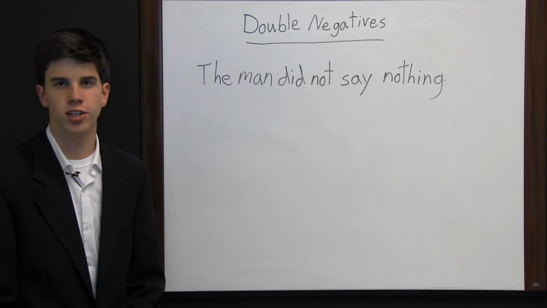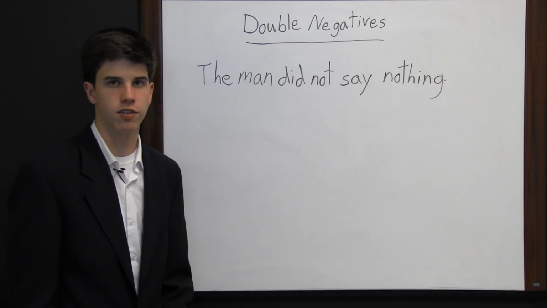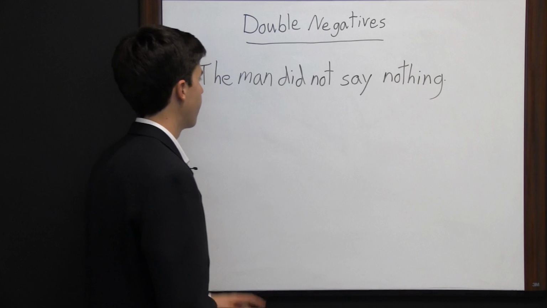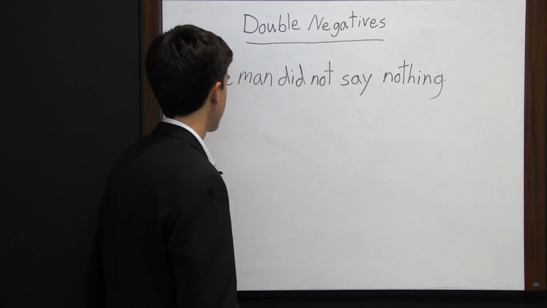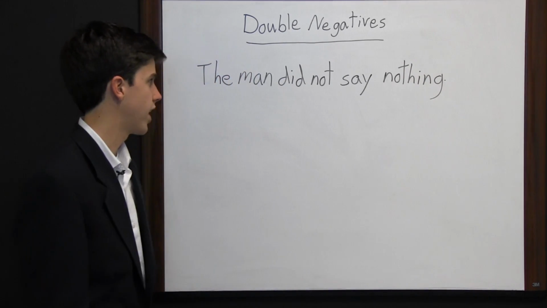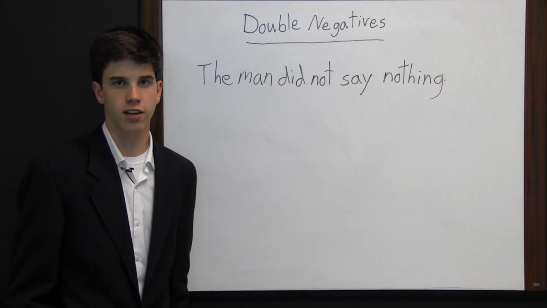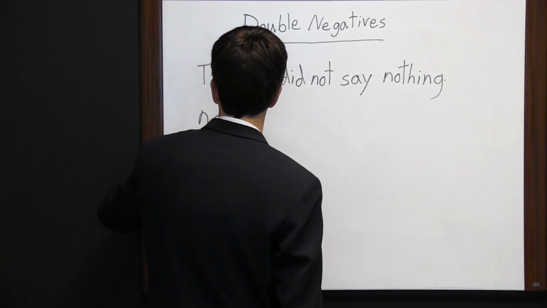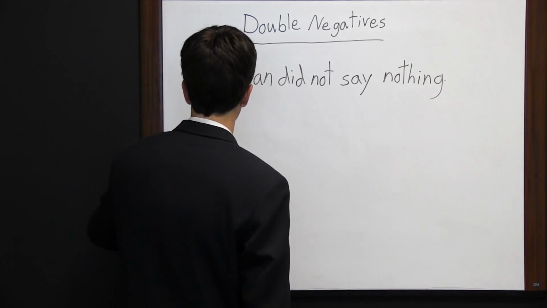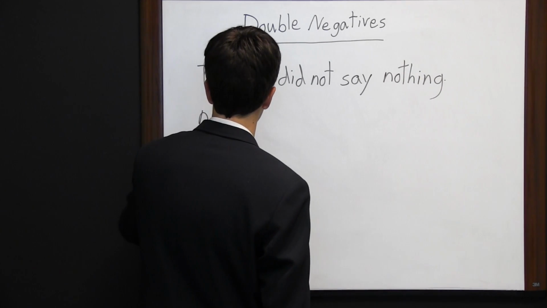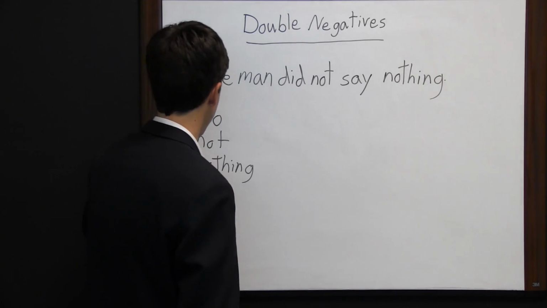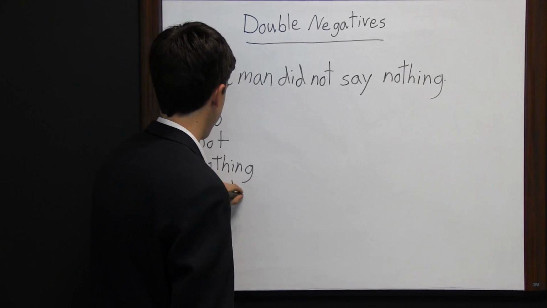It is very important to avoid the use of double negatives in writing and in speech. Take a look at this sentence. The man did not say nothing. Now this is what is called a double negative, because there are two negatives in this sentence. Some negatives would be no, not, and nothing. Or nobody would also be a negative.